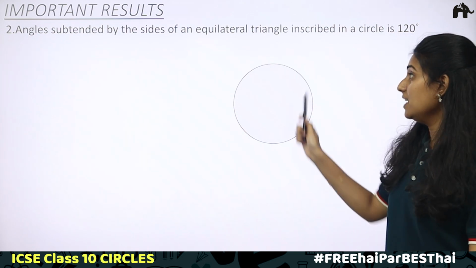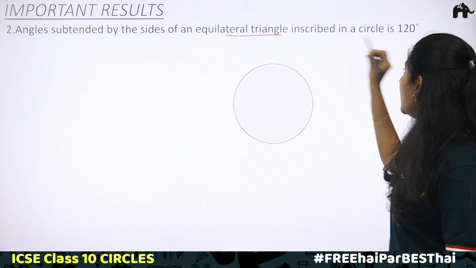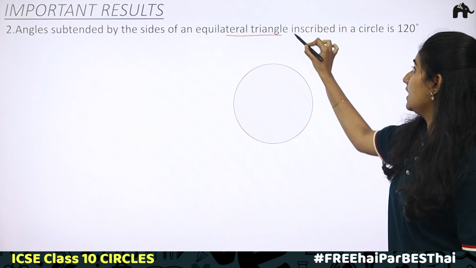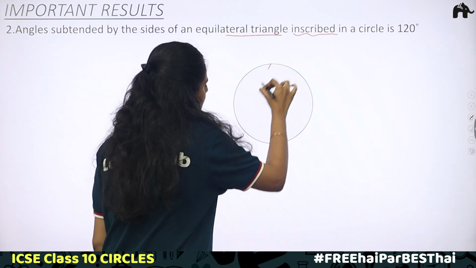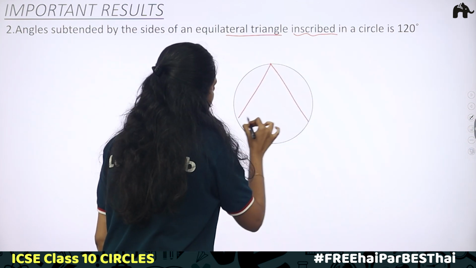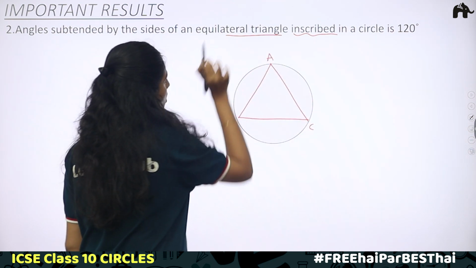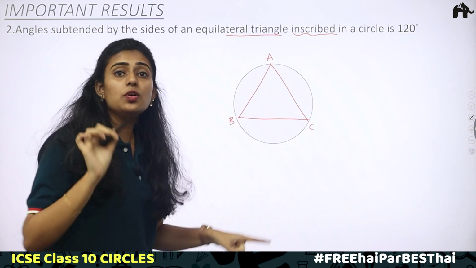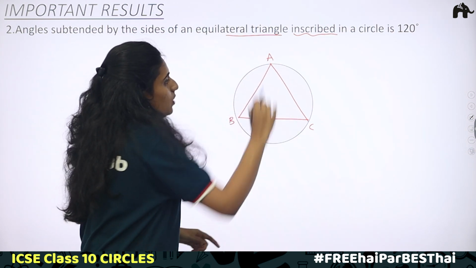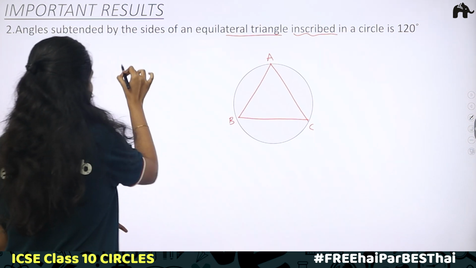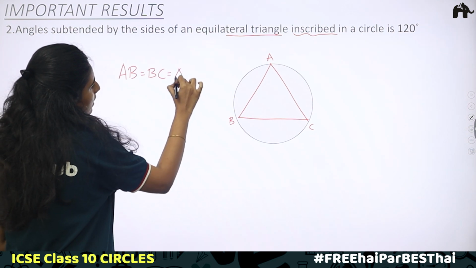Second statement. The angle subtended by the sides of an equilateral triangle inscribed in a circle is 120 degrees. Inscribed, we have studied this. Inscribed means the triangle comes inside the circle. This is triangle ABC. Not just the triangle, this triangle is an equilateral triangle. What is an equilateral triangle? A triangle with all sides equal. We call it an equilateral triangle. So, here AB is equal to BC is equal to AC.